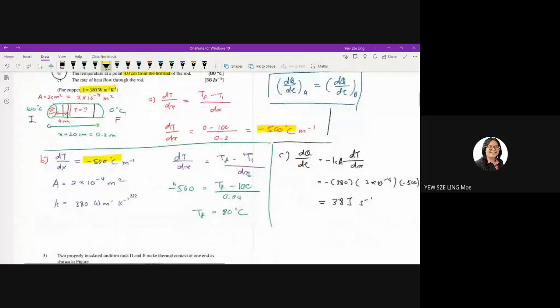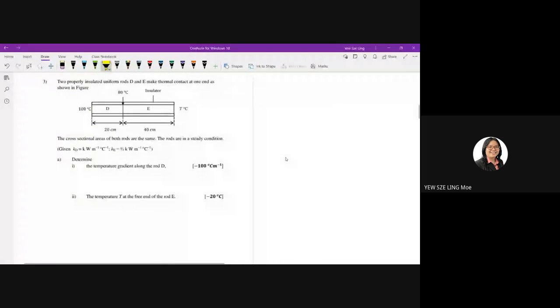So let us continue. Now, question 3. Question 3, you look at the diagram. Now you have 2 joint rods. 2 properly insulated uniform rods D and E make thermal contact at one end, as shown in the figure below. So you have D and E here.